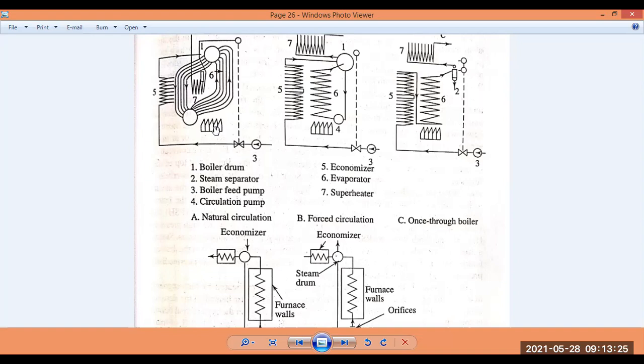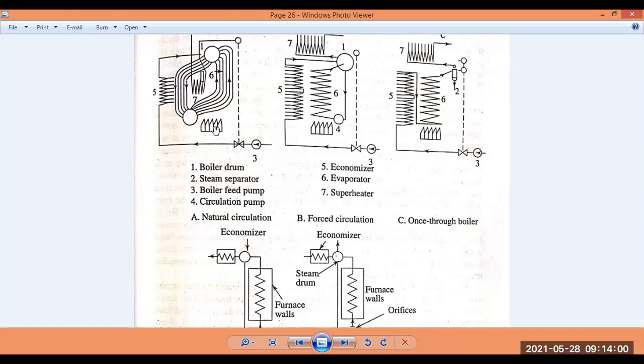The boiler drum is half filled with water saturated with steam, and the rest of the half is fully saturated steam at around 100 to 600 degrees, which is sent to the superheater itself. The liquid water, saturated, is circulated and goes through the furnace wall tubes, where the tubes are exposed to the furnace flue gases, and the water is converted into steam and sent back to the drum itself.